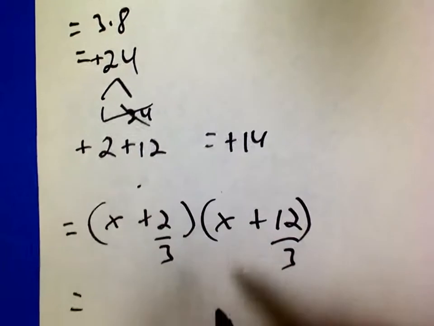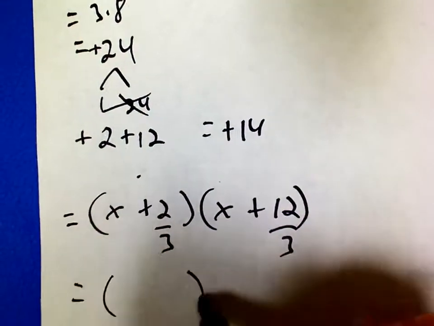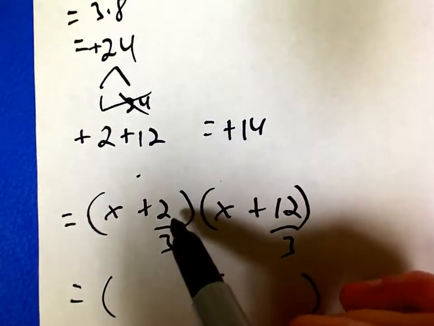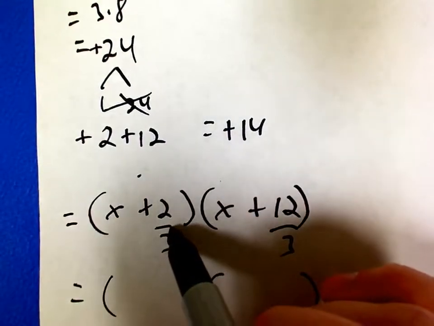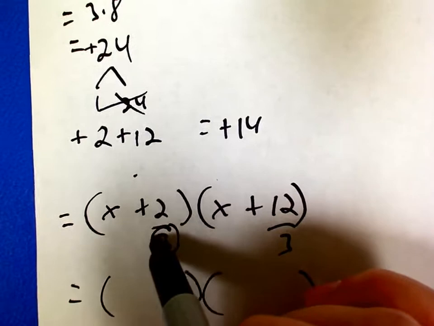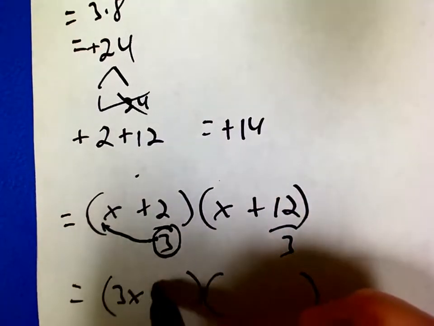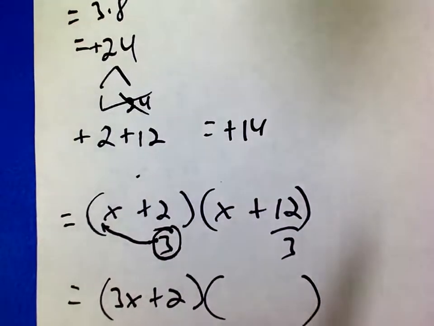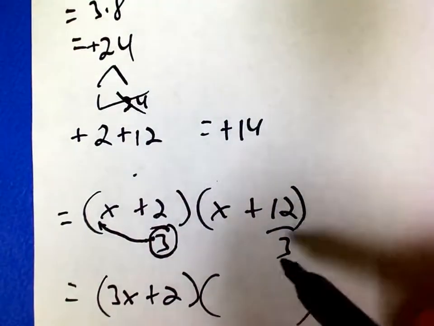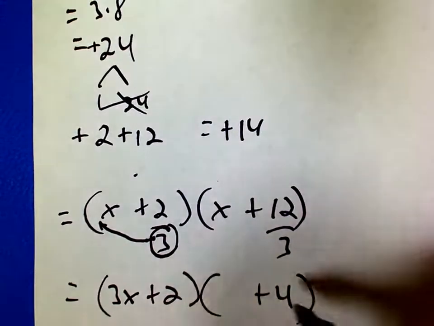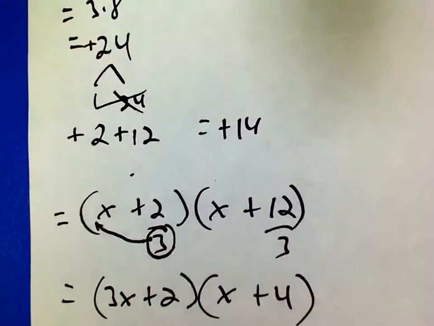To complete, we're going to look at this 2/3. Notice we have a fraction. We don't want a fraction. So we're going to take this denominator of 3 and swing it in front of the x, which leaves us with 3x plus 2. Now notice the 12 divided by 3 reduces down to 4, which leaves us with x plus 4.